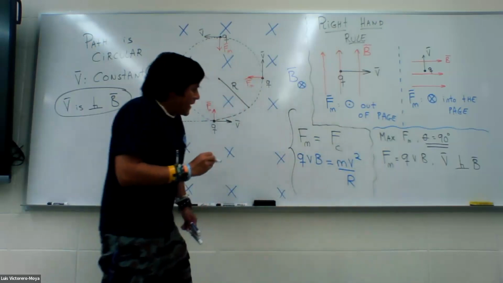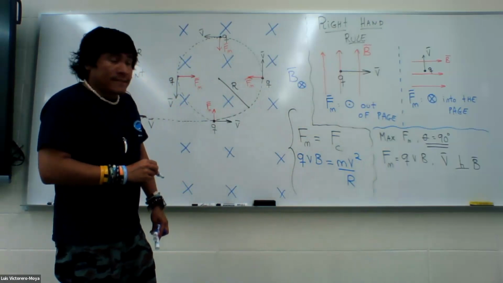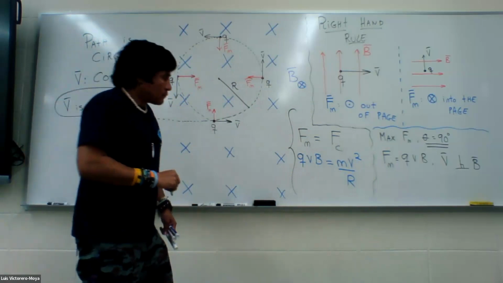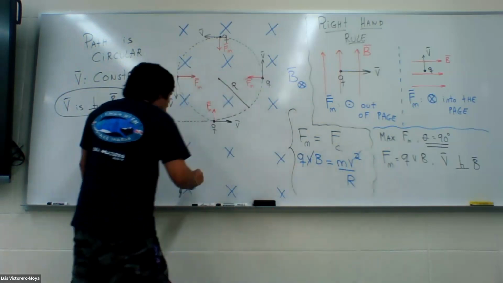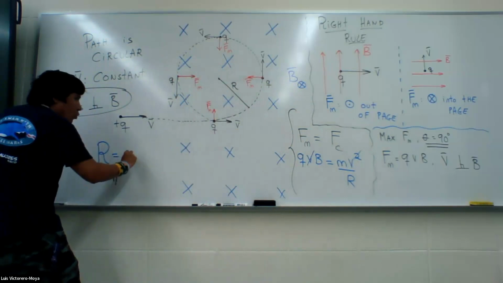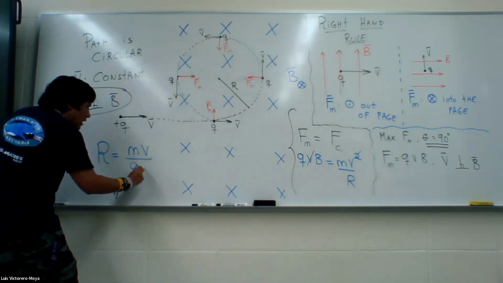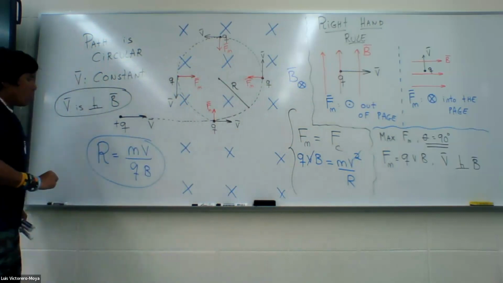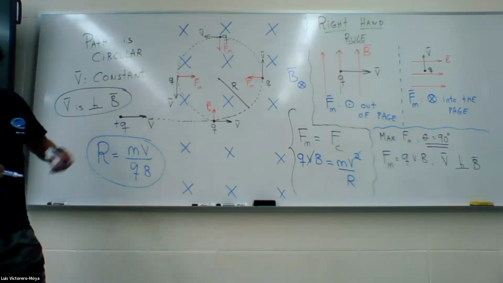So we can find a relationship between charge and mass. We call that the mass charge ratio. So we can put it here. The radius of the loop is equal to mass times velocity over Q times magnetic field. This is an important equation as an application of the motion of a charge in a magnetic field.